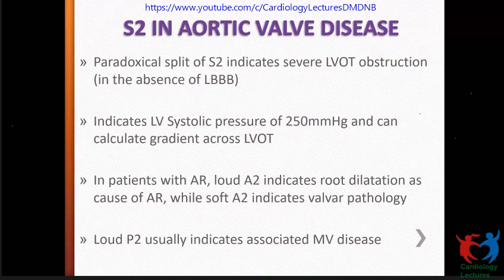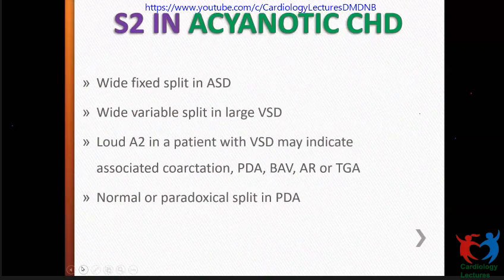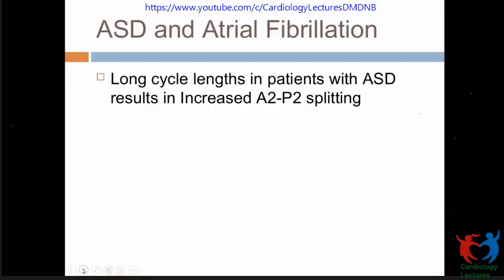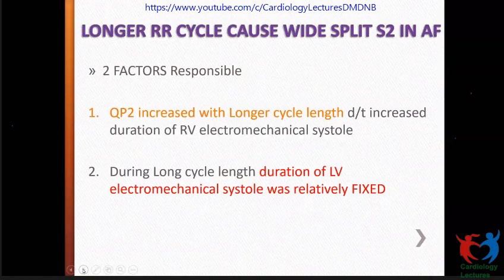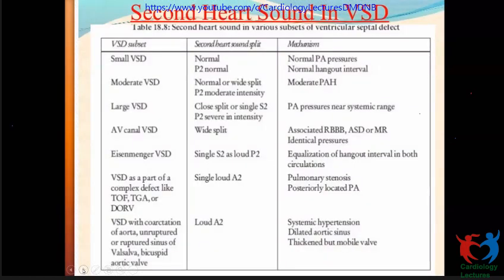Aortic wall disease we already described. I don't think we need to go to this. I think we have described all this. This acyanotic heart disease also we described. You can go through the slides at your ease. In AF it changes, that's what you should understand. Okay, anything else? I think we'll stop this.